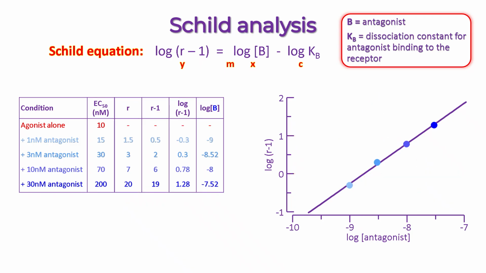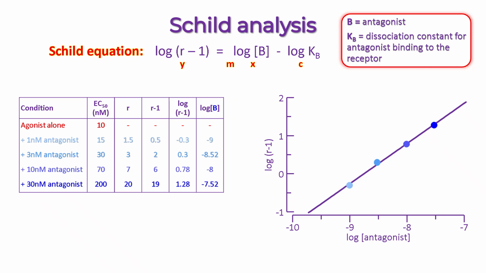Finally, the point at which the line intersects the y-axis corresponds to minus log Kb. However, this intercept cannot be read directly here because it lies outside the visible range of the plot. Nevertheless, the graph can still be used to determine Kb.